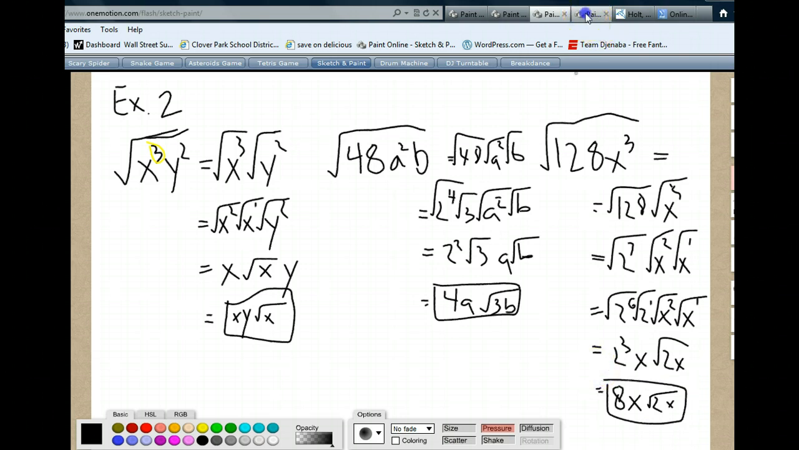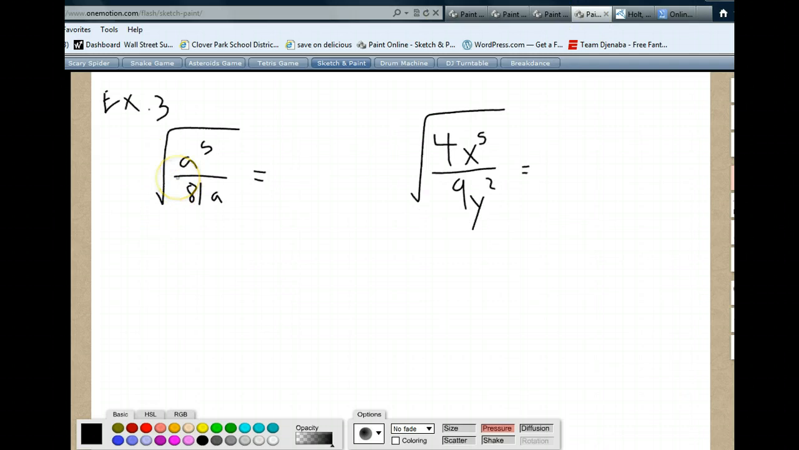Okay, last but not least, we're applying everything we've learned into one big problem. So again, we're not freaking out here. Simplify what's in your radical symbol first. So here, my a's can cancel out. At least one of them will cancel out with one of the ones on top. So I'm going to be left with a to the 4th all over 81.